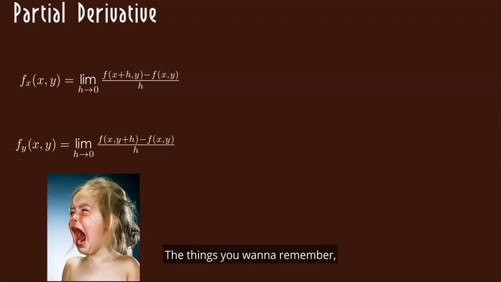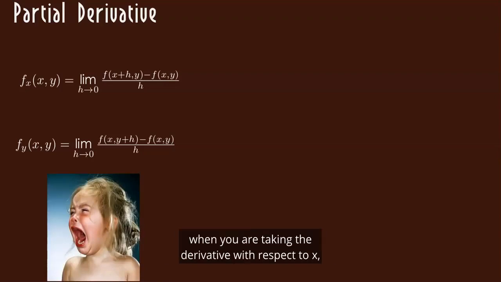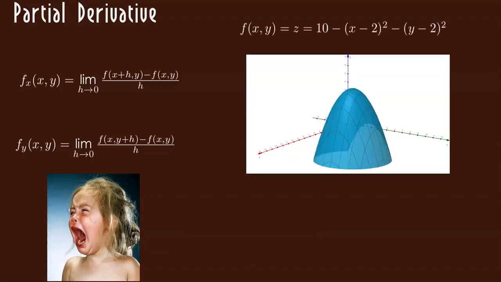The things you want to remember: when you are taking the derivative with respect to x, everything but x gets treated as a constant, including the y. If you're taking the derivative with respect to y, everything but y is treated like a constant. Let's look at an example.